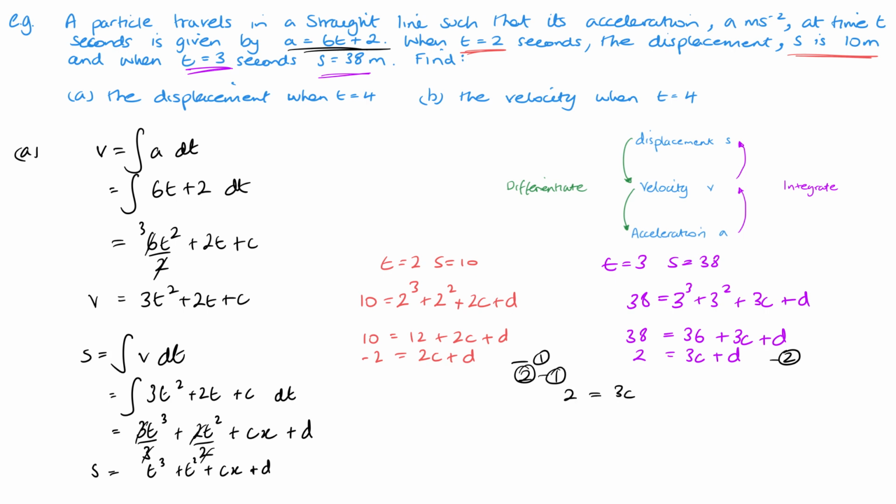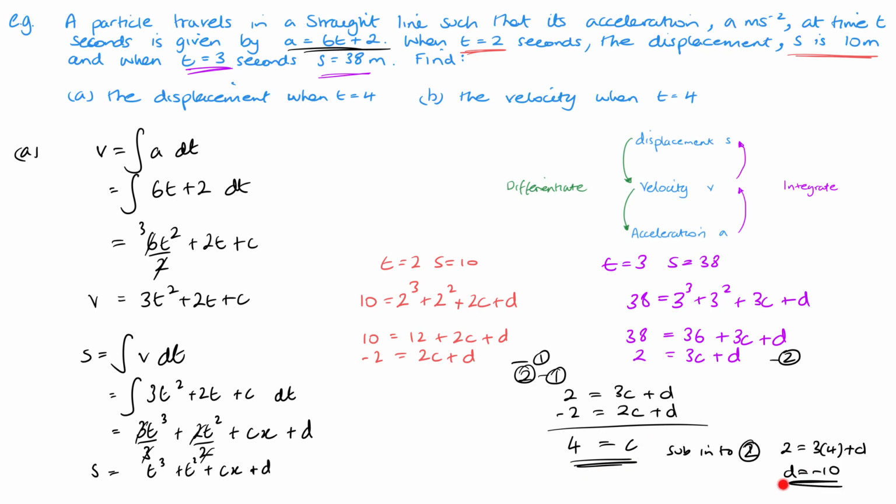So I've got it like this in terms of my setup. And when I take them away, 2 minus minus 2 is 4. 3c minus 2c is 1c. And d minus d is 0. So that gives me c equals 4, and let's substitute it into equation 2. So that gives me 2 equals 3 lots of 4 plus d. 3 lots of 4 is 12, so d is going to be equal to minus 10.